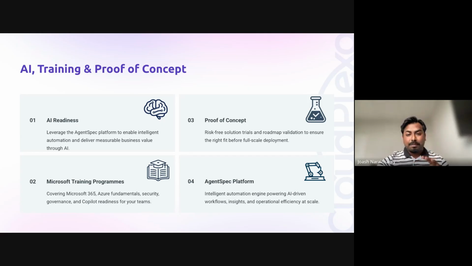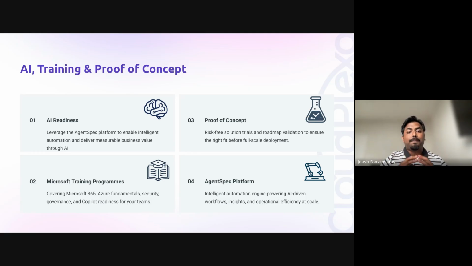Through our AgentSpec platform, organizations can explore intelligent automation with Microsoft environments in a secure and governed way. Whether that's improving productivity, automating repetitive tasks, or supporting internal teams, AI should always create measurable business value. That's why we're including complimentary access as part of this program.